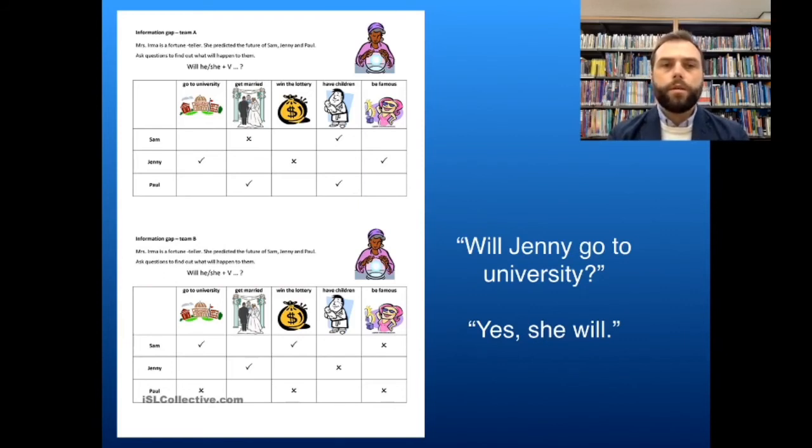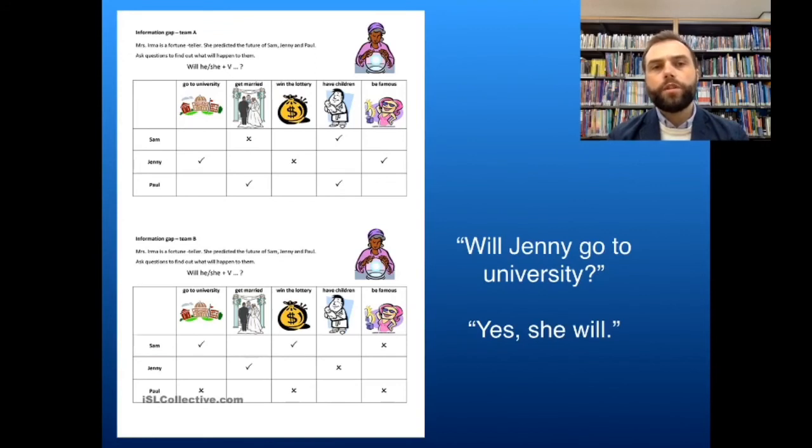Again, you can see that the information is different. Student A has part of the information, student B has part of the information. And here you can see also the target expression. Will Jenny go to university? Yes, she will. Okay, so you can see student B is asking the question, and student A has the information about Jenny. Jenny will go to university.